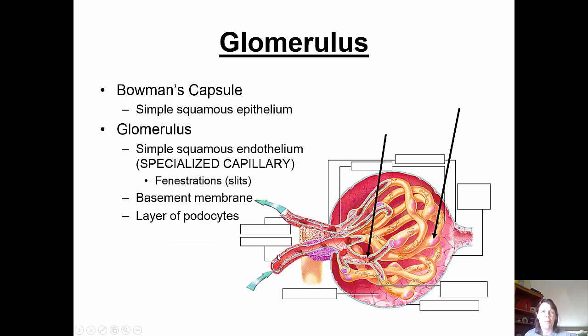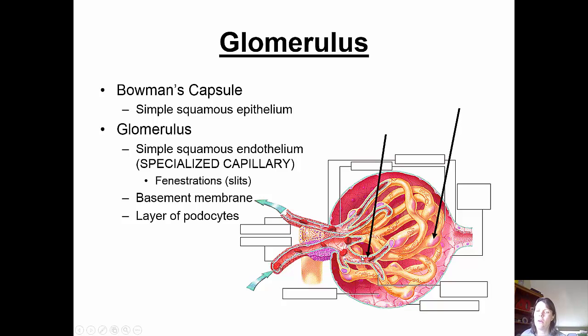Going back to what's happening in the renal corpuscle, remember I said the renal corpuscle is made up of two parts, the Bowman's capsule and the glomerulus. The Bowman's capsule is going to be this outer portion, and it is going to be a simple squamous epithelium, whereas the glomerulus is this series of capillaries found within. There are going to be different slits in these capillaries that are going to allow some of those bigger molecules to come through.